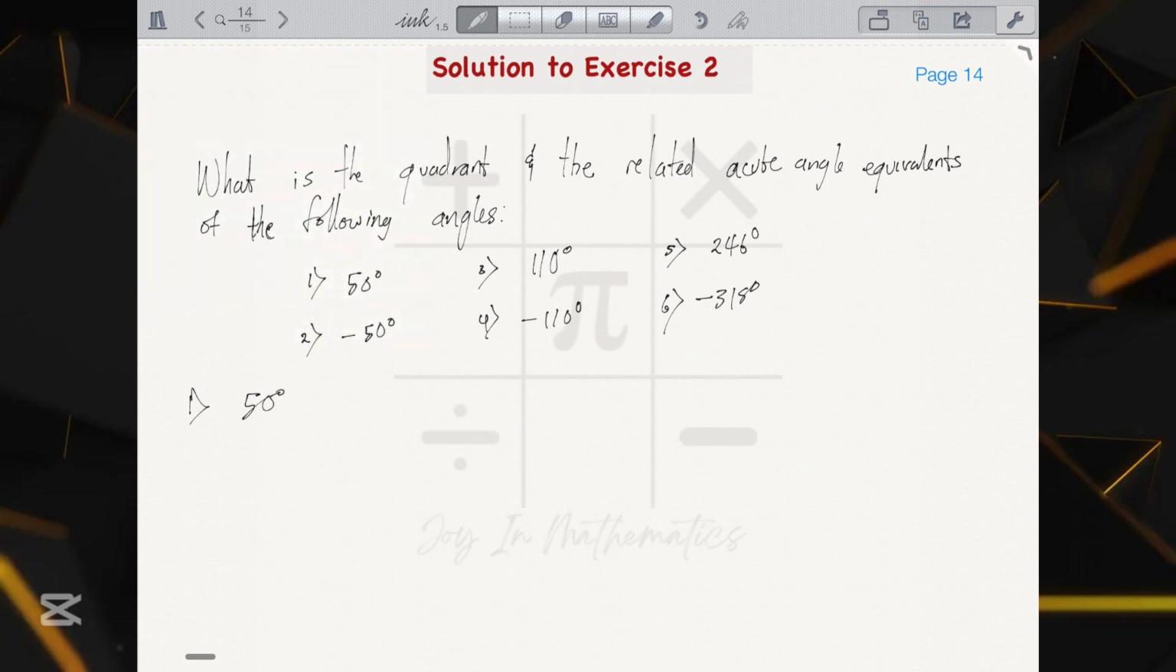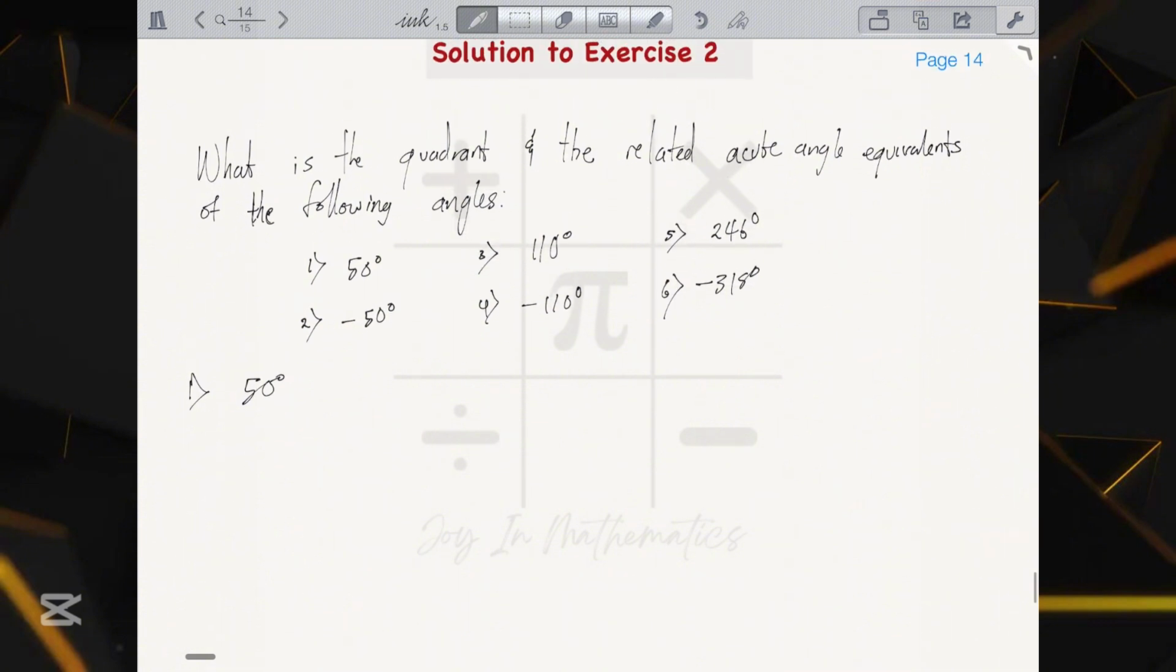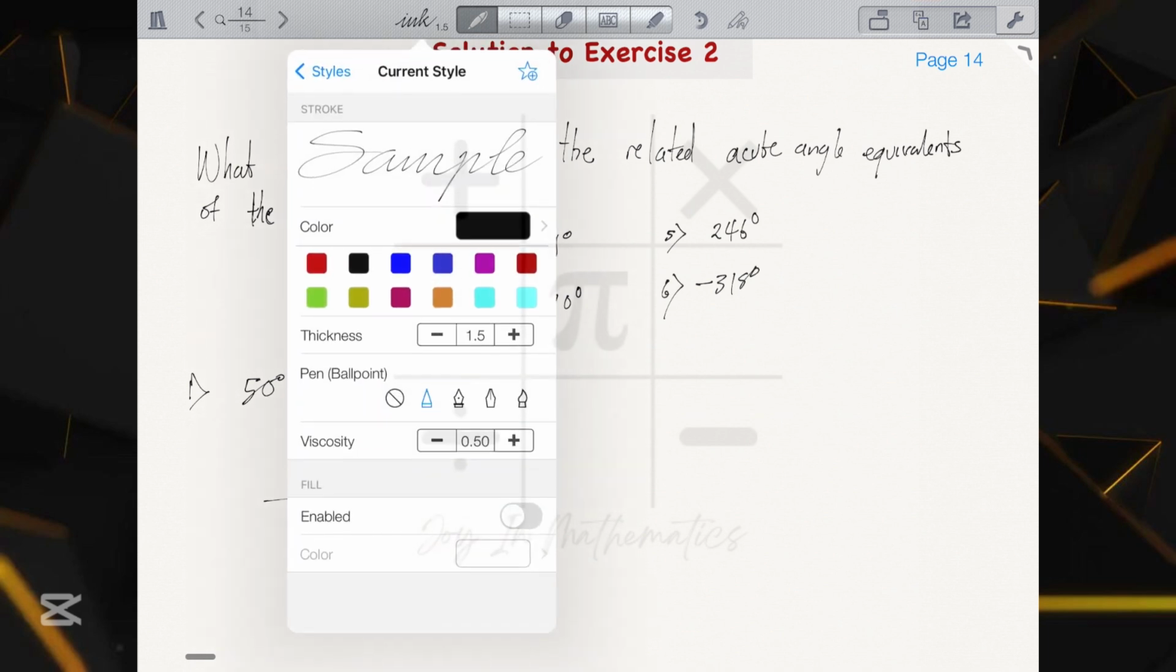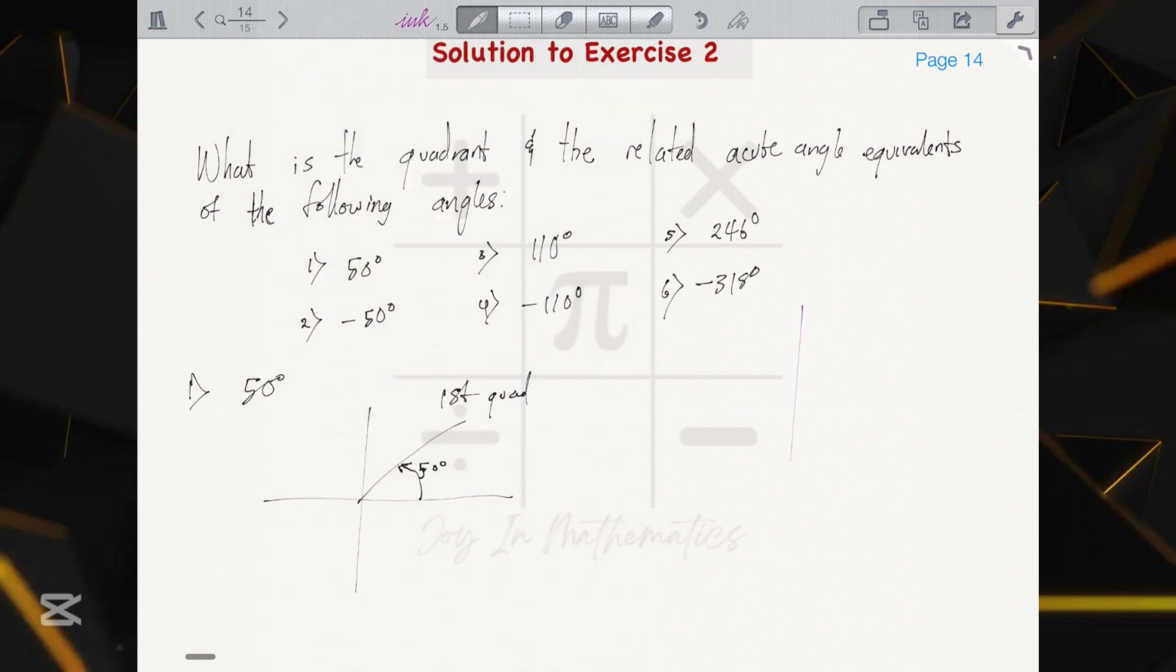Now, the first thing to do is to just draw a diagram representing it. So 50 degrees is a positive angle, so the positive angle is in the anticlockwise direction of 50 degrees. Now, this falls in the first quadrant. And if you recall well, the acute angle in the first quadrant is x is equals to theta.